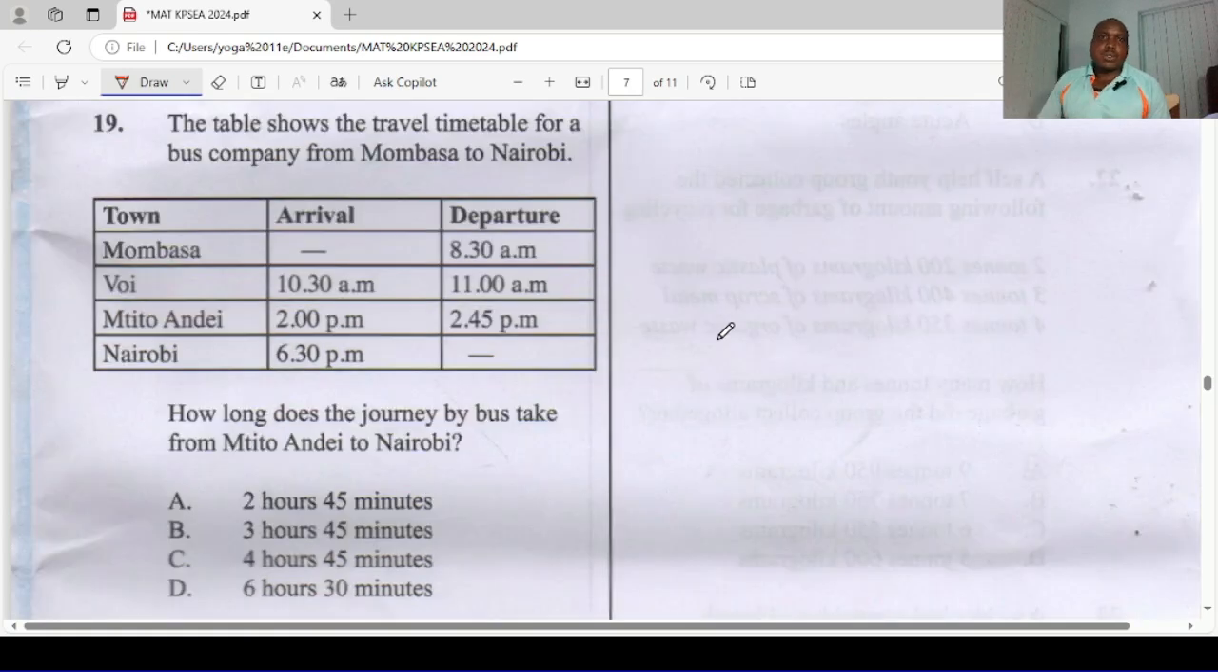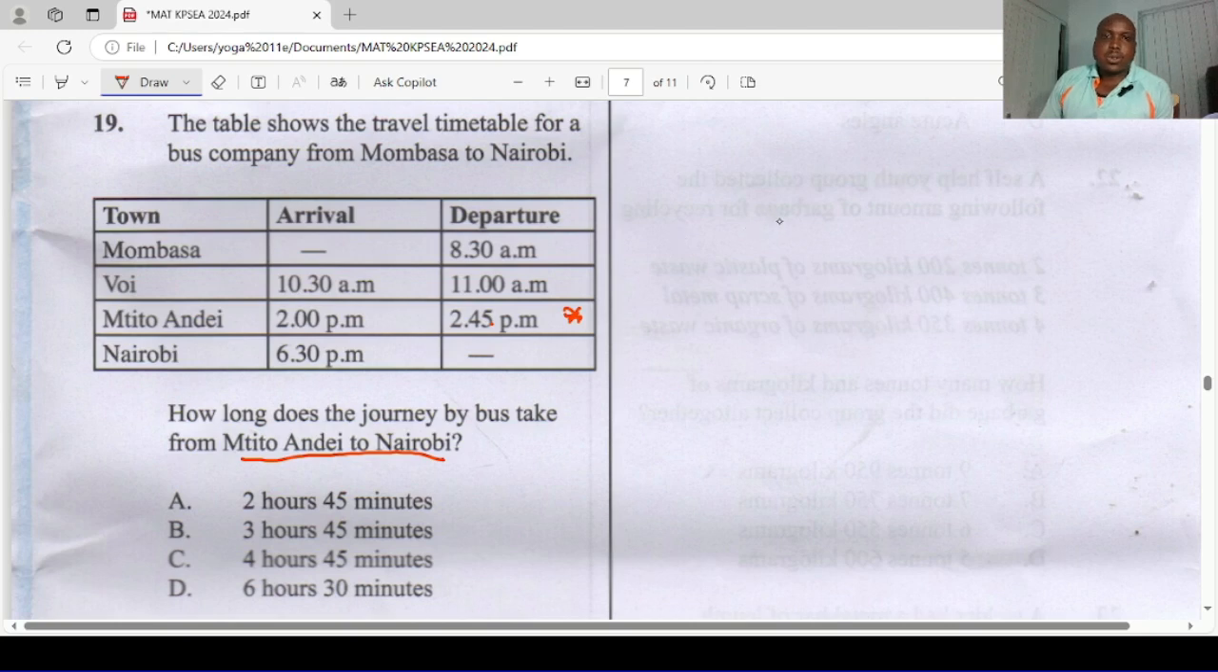The table shows the travel timetable for a bus from Kambani, Mombasa, to Nairobi. How long does the journey take the bus to go from Mtito Andei to Nairobi? So departure and arrival. Departure is when the bus starts. So from Mtito Andei the bus starts from there. It departs at 2:45 and arrives, arrival is reaching Nairobi, at 6:30.